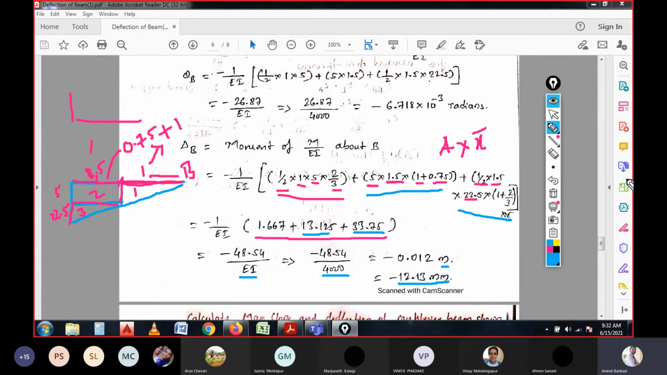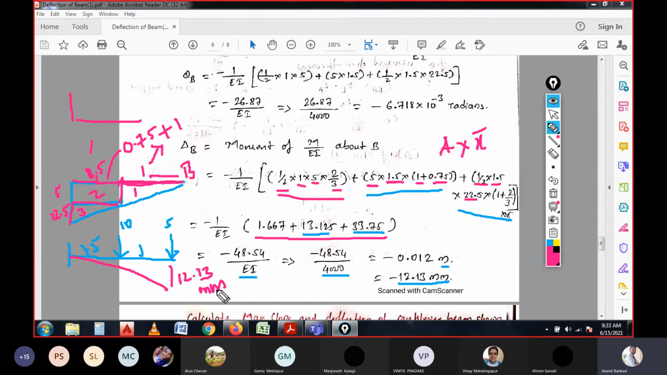That means what we have calculated is here, for the span of the cantilever beam carrying two point loads or concentrated loads at a distance of 1 and 1.5 meter from the support, of 10 kilonewton and 5 kilonewton. If it is loaded with 5 and 10 kilonewton, you are able to get the deflection of 12.13 mm at the end. This is what we have calculated. That means it is in the downward direction since it is minus.